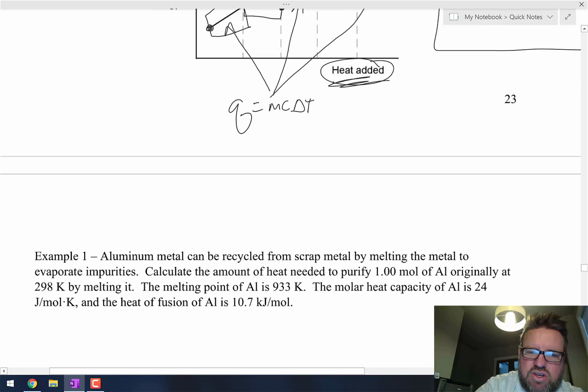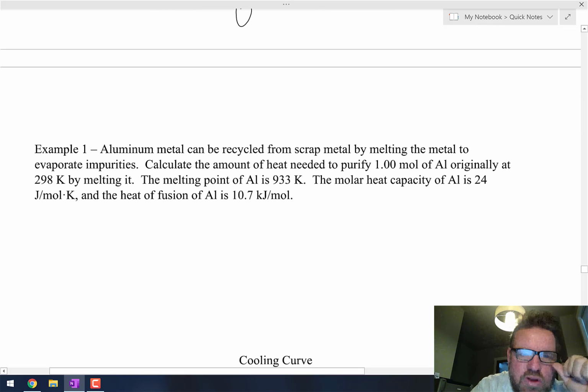Okay, let's look at an example of what that would look like. Aluminum metal can be recycled from scrap metal by melting the metal to evaporate the impurities. Calculate the amount of heat needed to purify a mole of aluminum, originally at 298, by melting it.